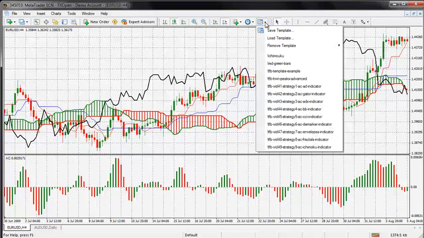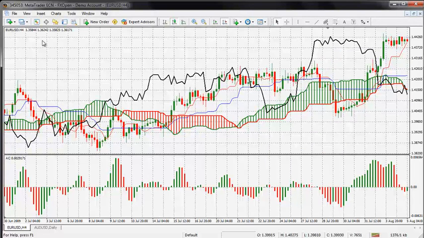So you can just go ahead and choose your templates, and then choose the last one down here at the bottom. You should get something similar to what we have here. I'm using the 4-hour time frame.